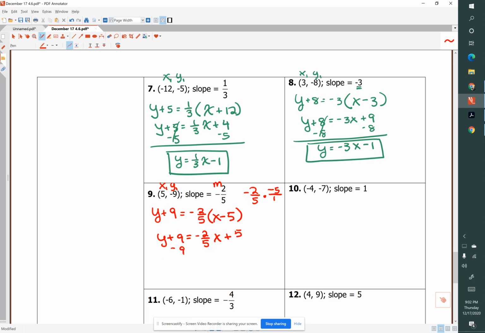So now we're going to subtract 9 from both sides. Y equals negative 2/5 x minus 5, 2/5, 5. Oh, I should have put a 2 here. Excuse me. I wrote 5. That should be a 2. I could sense that was wrong. Okay. Positive 2 minus 9, negative 7.